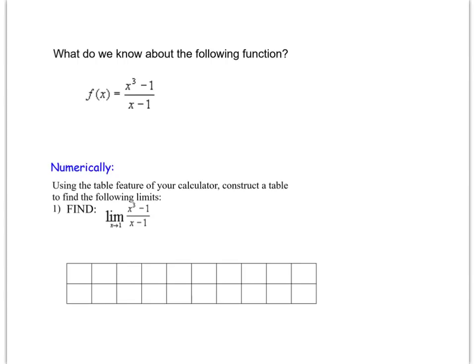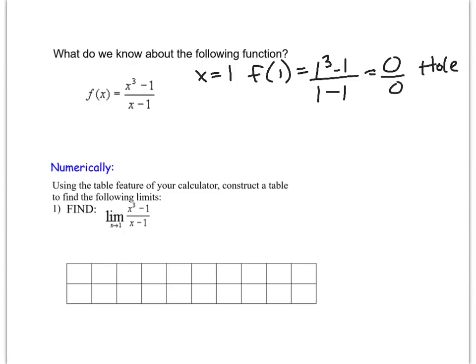Let's take a look at the following function. f(x) is equal to (x cubed minus 1) over (x minus 1). What information do we know about this function? Well, for one, we know that when x is equal to 1, if we substitute 1 into the function, we end up with a value of 0 on top and 0 on the bottom. Remember that that's called the indeterminate form. So that tells us that there's a hole in the graph at x equals 1.